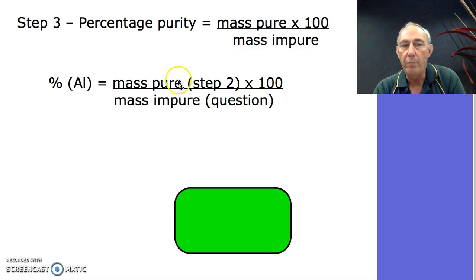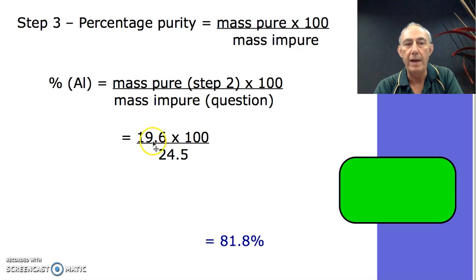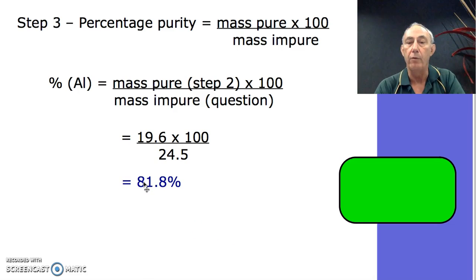So the mass of my pure aluminium, which we worked out on the previous slide, divided by the mass of the impure, which was in the question. So, can you now use those numbers to calculate the percentage of aluminium? Again, press pause, do the calculation, and I'll show you the answer. So, in the previous question, we worked out that the mass of pure aluminium was 19.6. The mass of impure aluminium we started with in the question was 24.5. So my percentage of aluminium is my mass of my pure over my mass of my impure times 100, and I hope that you all got 81.8%.